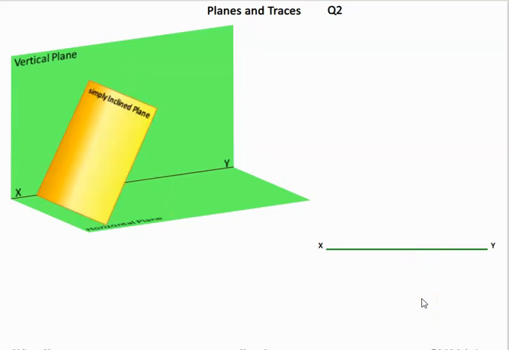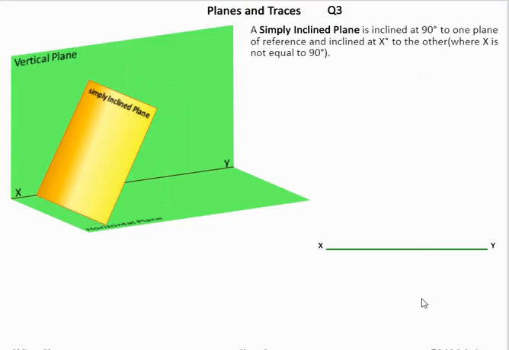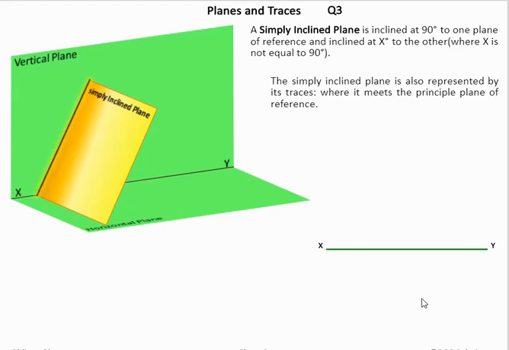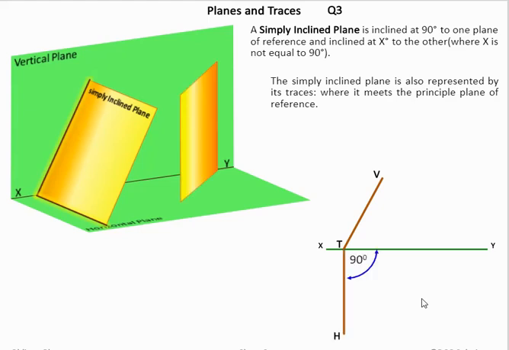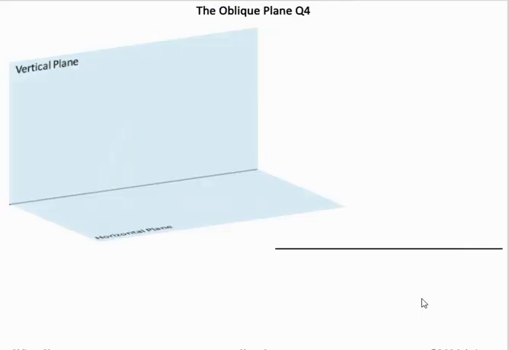So if we introduce another one, a simply inclined plane, it means that it's only inclined at one angle, so it's inclined at an angle to the horizontal plane. So we look at the traces for this. The trace here, VT, is at an angle, and then the trace in plan is straight down. Now this here is another simply inclined plane. This time the vertical trace is a vertical line, and then the horizontal trace is a line at an angle.